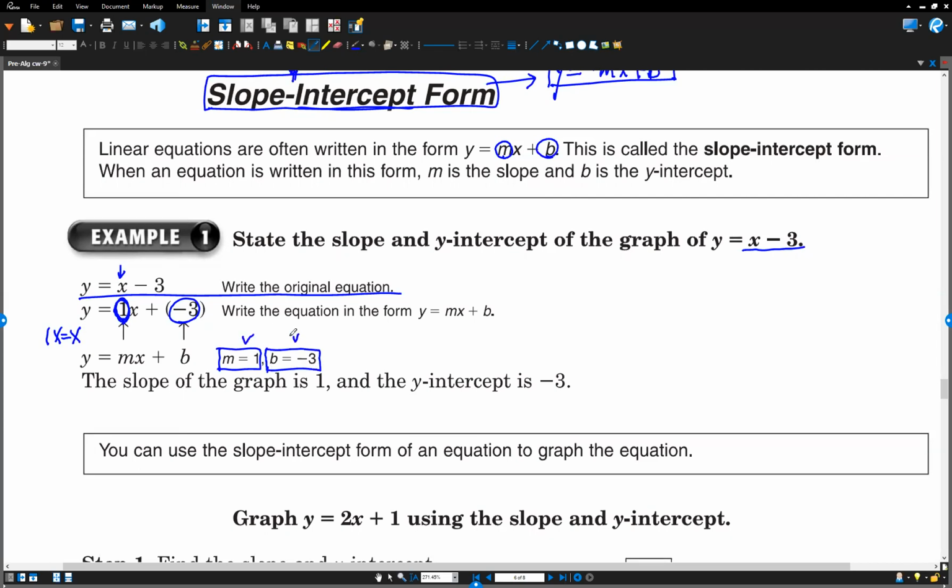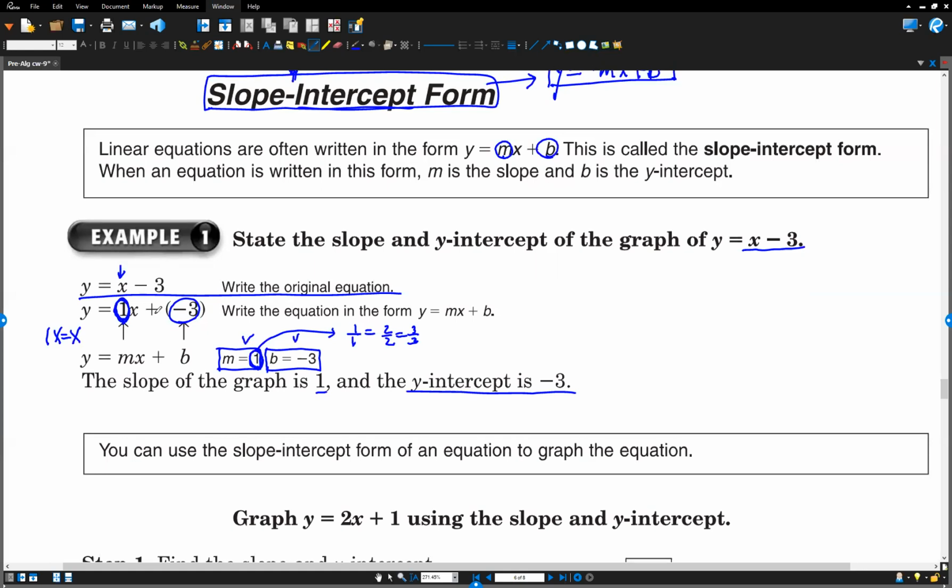But when you make a graph, the slope is usually a fraction, right? So you can change it slightly: 1 over 1, or 2 over 2, or 3 over 3, to find another point on the graph, okay? But still, the slope is 1. Now we just found the slope and y-intercept from the equation.